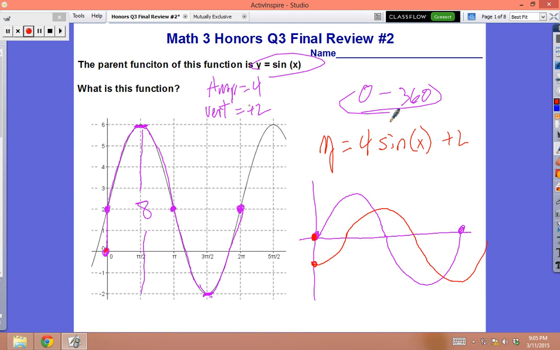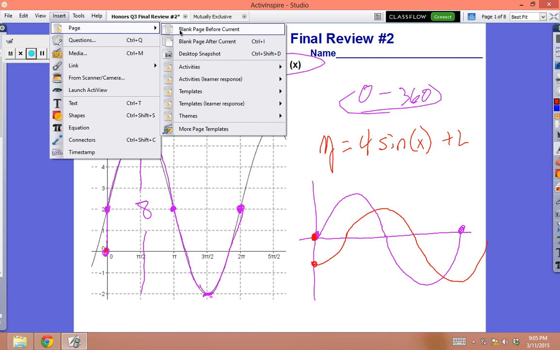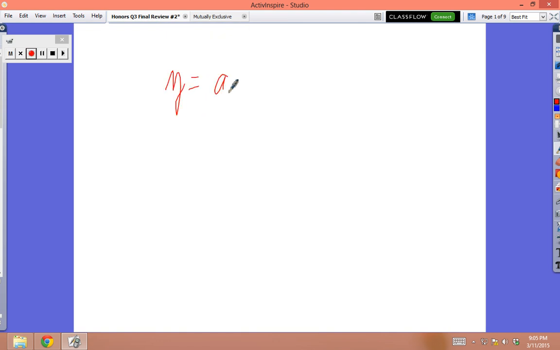So the model is y equals a times the sine of b(x minus h) plus k. The addition at the very end is the vertical shift. The addition or subtraction in the parentheses is your horizontal shift, or phase shift. The number you multiply before the parentheses affects your period, and this number right here is your amplitude.